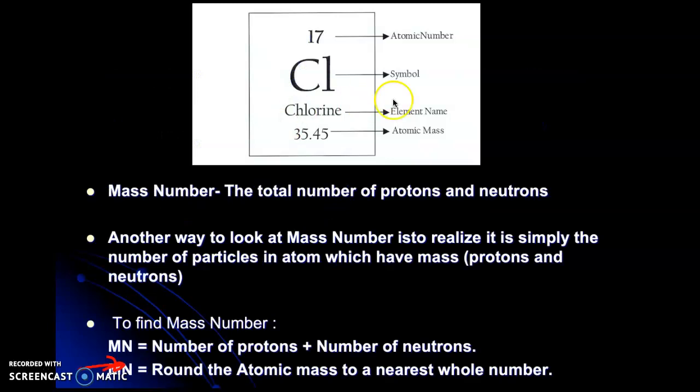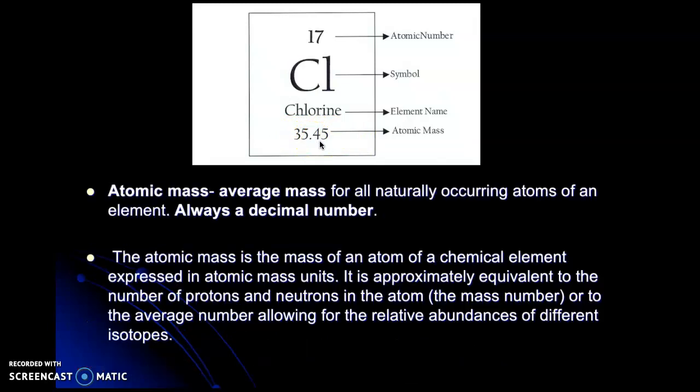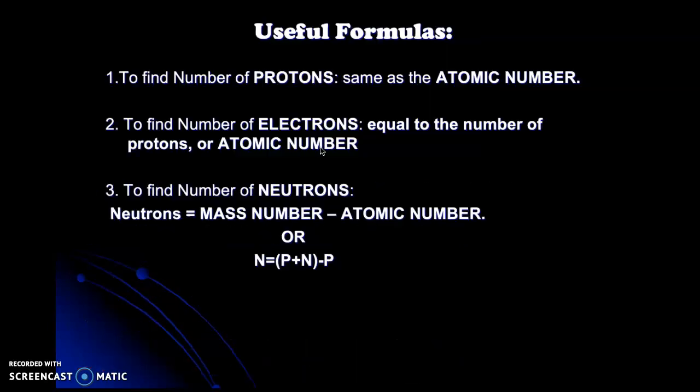of neutrons. So take the, I've noticed how I've backed off a page. Take the atomic mass, round it to the nearest whole number. So 35.45 rounded to the nearest whole number is 35. And then what you do is you take that mass number and you subtract off the atomic number. So 35 minus 17 will be 18 neutrons.